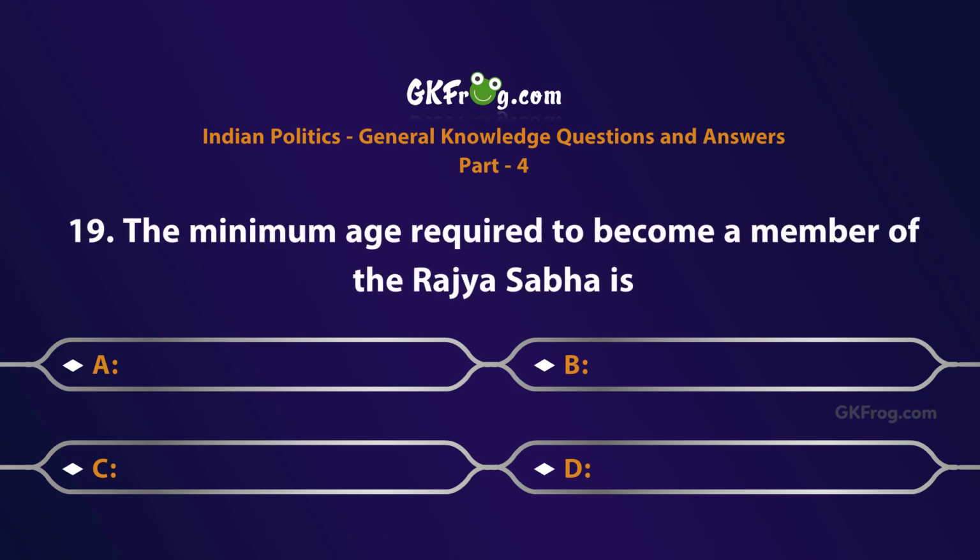The minimum age required to become a member of the Rajya Sabha is A. 21 years, B. 25 years, C. 30 years, D. 35 years. Correct answer is C. 30 years.